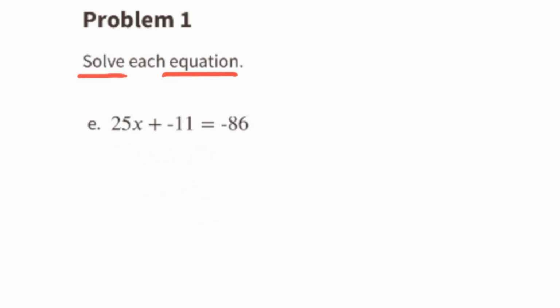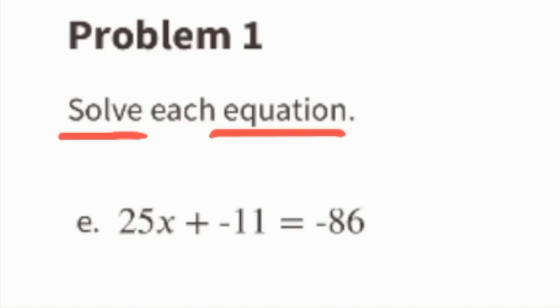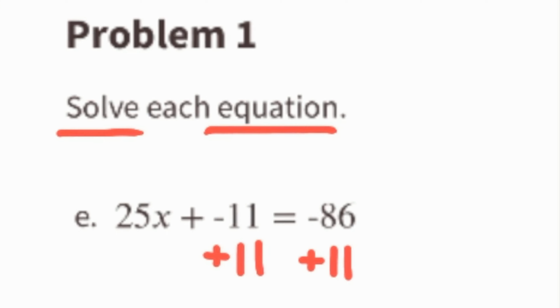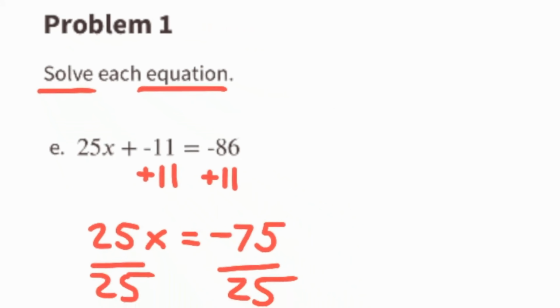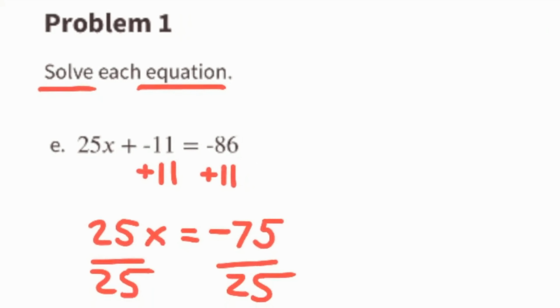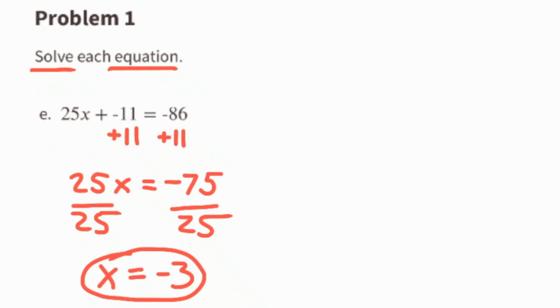E. 25x plus negative 11 equals negative 86. To get rid of that negative 11, we'll add 11 to both sides of the equal sign. 25x minus 11 plus 11 equals 25x, and negative 86 plus 11 equals negative 75. Divide both sides by 25, and you get 1x, or x, equals negative 3.